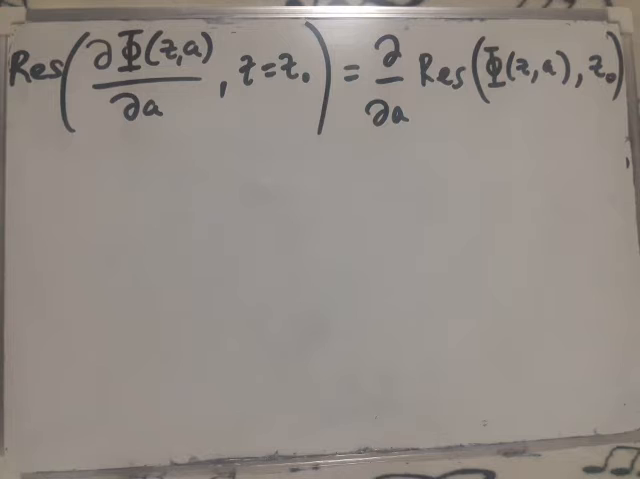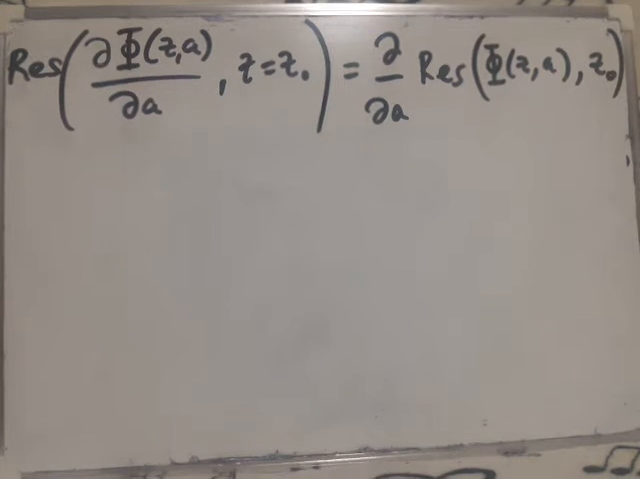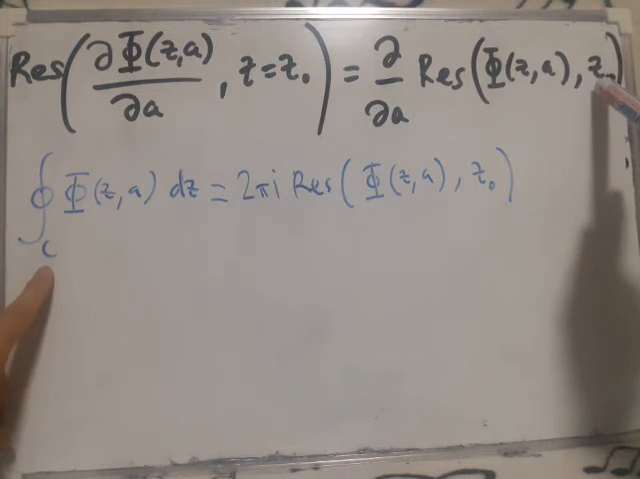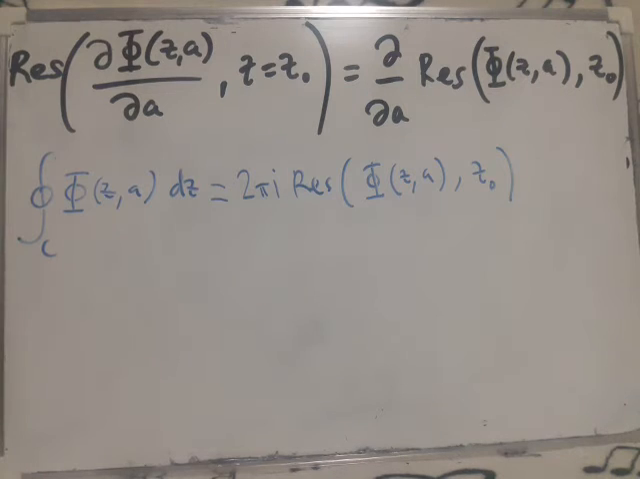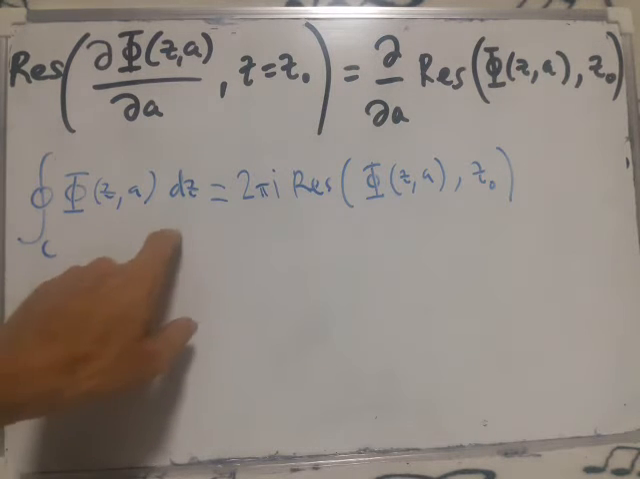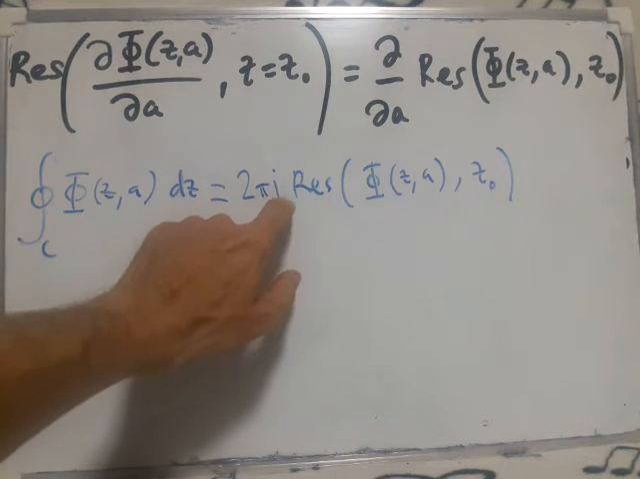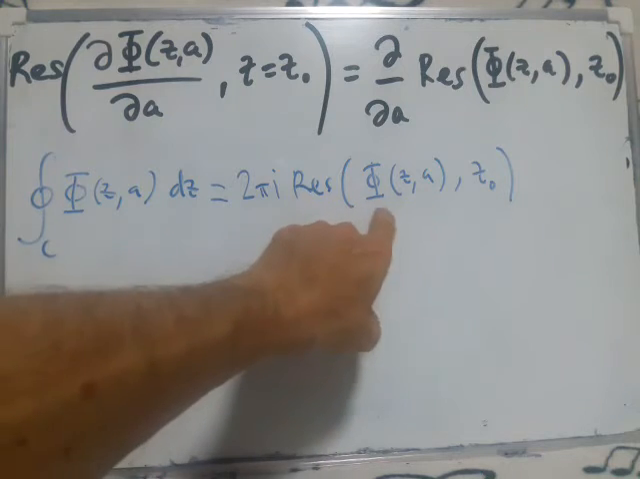This will become clearer with an example, but what we'll do now is actually just show quickly why this result is true. So we suppose that C is a contour which encloses only Z0. So there's no other singularities inside the contour, only Z0, which means according to the residue theorem, this contour integral around C of phi is just equal to 2 pi i times the residue at Z0 of phi.